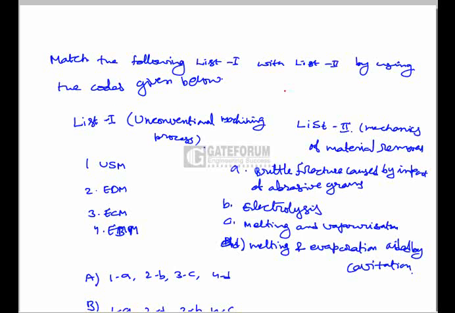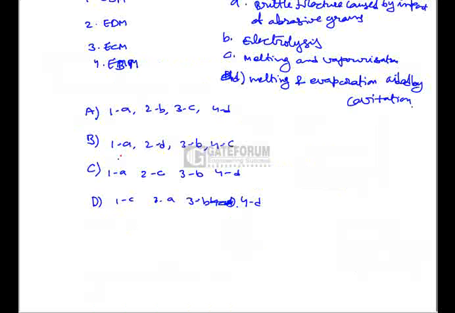Match list 1 with list 2 by using the codes given below. List 1 gives unconventional machining processes. List 2 gives the mechanics of material removal of the concerned process. Here in list 1 we have USM, ultrasonic machining, EDM, electro discharge machining, ECM, electrochemical machining, and EBM, electron beam machining. And list 2 consists of A, brittle fracture caused by impact of abrasive grains, B, electrolysis, C, melting and evaporation, and D, melting and evaporation aided by cavitation. If you consider the options here, there is matching like 1A, 2B, 3C, 4A.